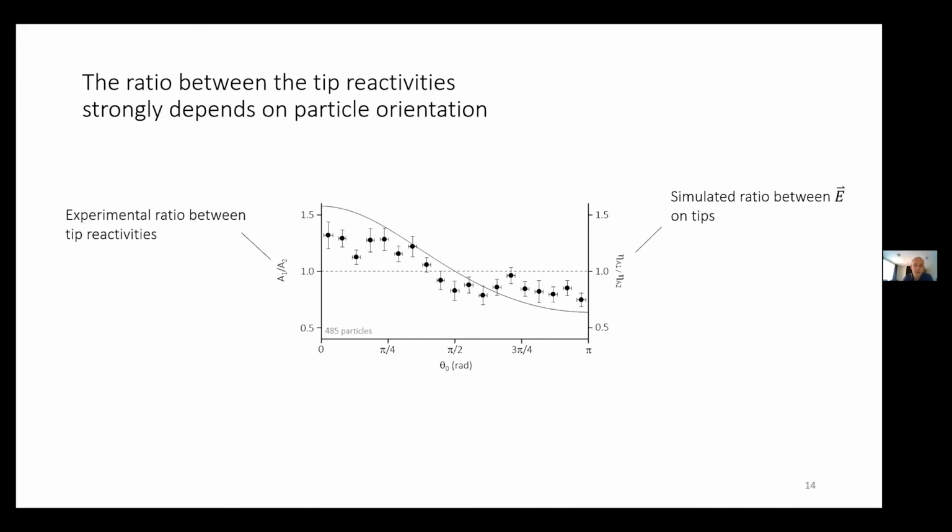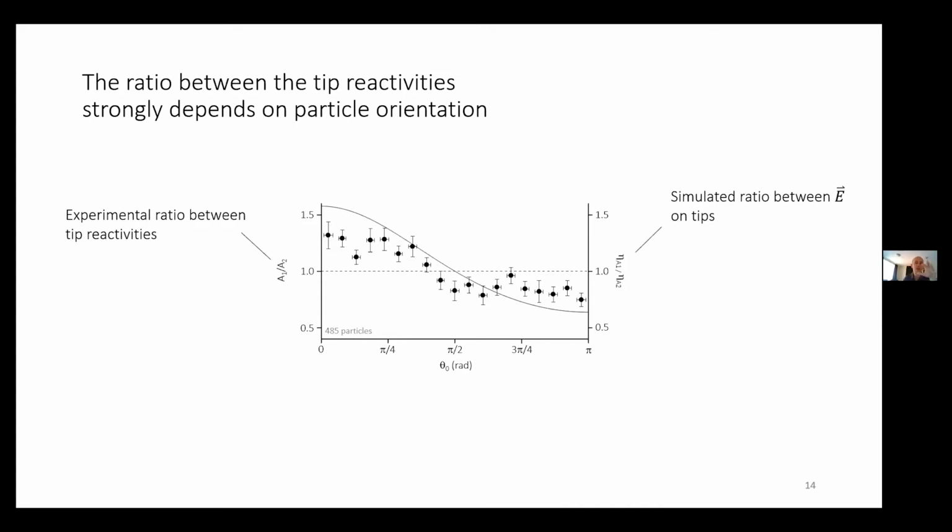So here the line is the simulated ratio between the electric field on the tips. So the average field enhancement on the one tip divided by the average field enhancement on the other tip. And of course, here the striking feature is that in both cases, you go from values that are higher than 1 for angles below pi/2 to values that are lower than 1 for angles above pi/2.